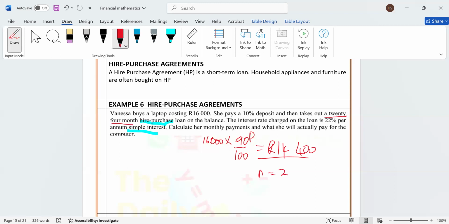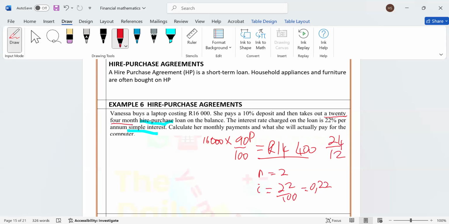How did you get 2? You say 24 divided by what? By 12. Whenever you have 24 months, in a year, how many months do you have? You have 12. Then it's 2 years. Interest is going to be equal to 22 divided by 100, which is going to give us 0.22.